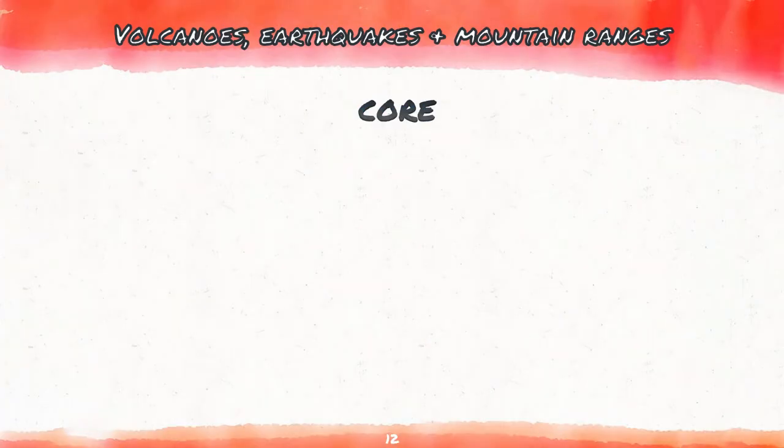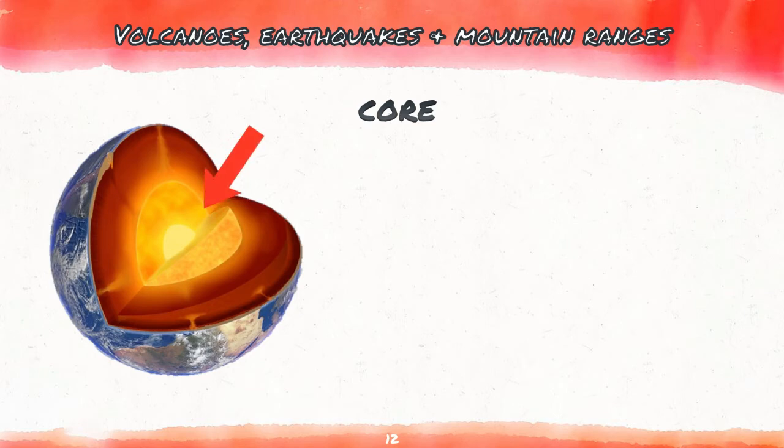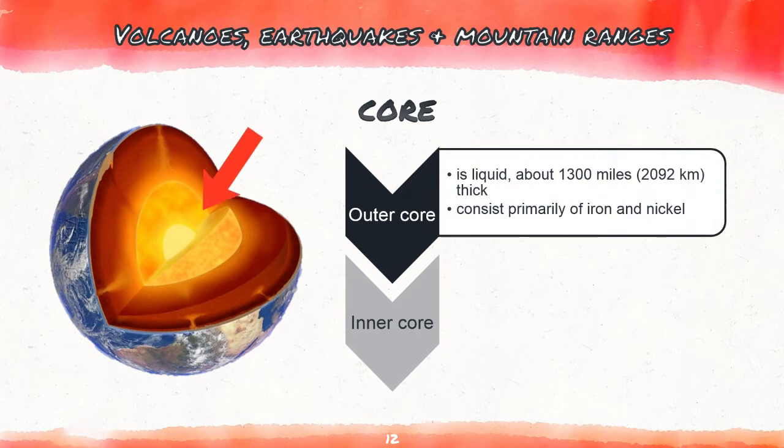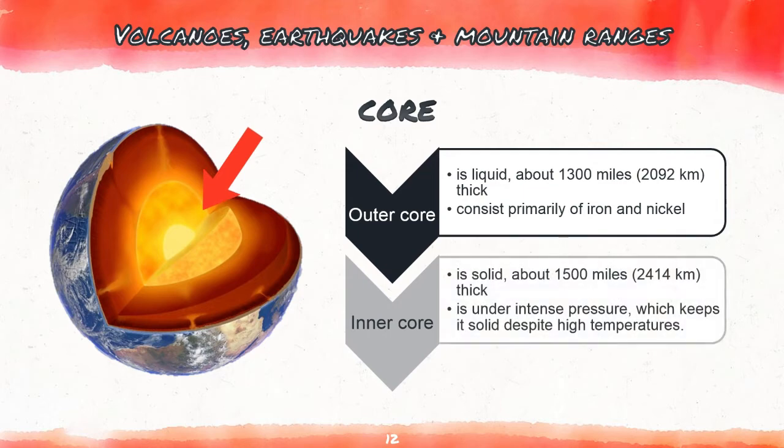The next part is what we call the core. Look at the illustration. The one that the arrow points to is our core. It consists of the outer core and the inner core. The outer core is liquid, about 1,300 miles thick. It primarily consists of iron and nickel. On the other hand, the inner core is said to be solid, about 1,500 miles thick. And it is solid because it is under intense pressure, which keeps it solid despite the high temperature.